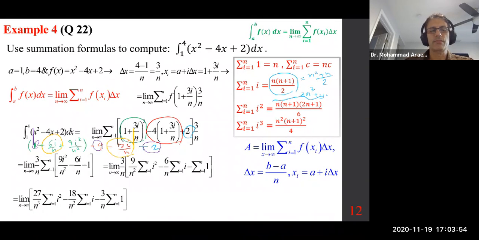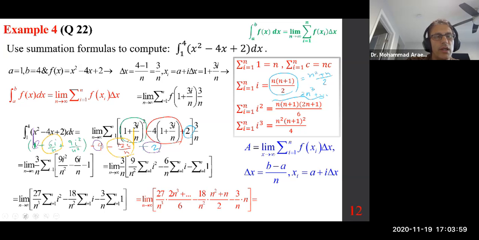So take a look. I want to make sure everybody understands what happens here. So 27 over n cubed, summation of i squared is this guy, right? Minus 18 over n squared, summation of i is n squared plus n over 2. And this one is minus 3 over n, summation of 1 is replaced with n. I hope everybody can see that. Now let's do it one by one. What happens here? The degree of the numerator is 3, the bottom is 3, 2. So this becomes 27 times 2 divided by 6.